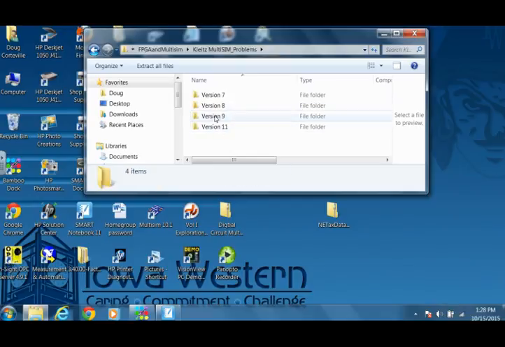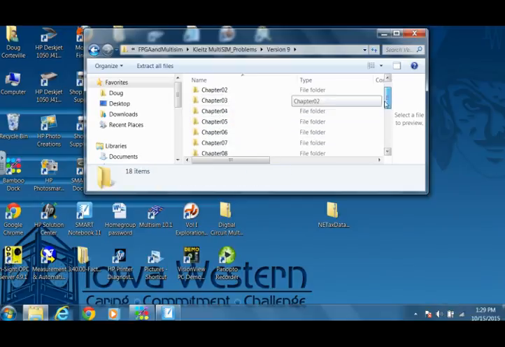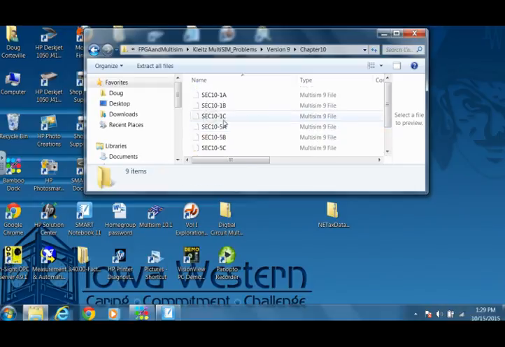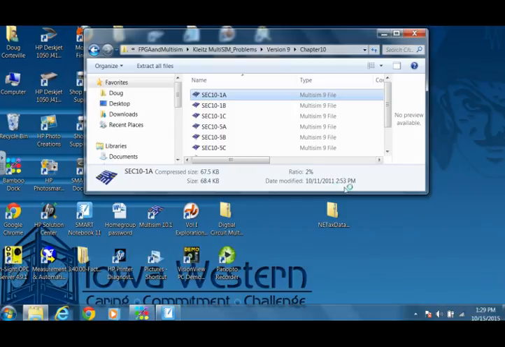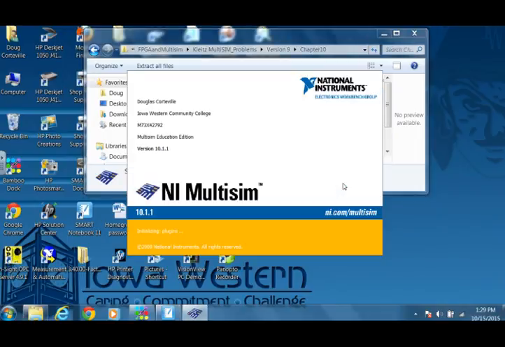Problems, version 9, chapter 10, 10-1A. All right, so I'm opening 10-1A. And this is a cross NAND SR flip-flop that's in figure 10-2, allegedly.